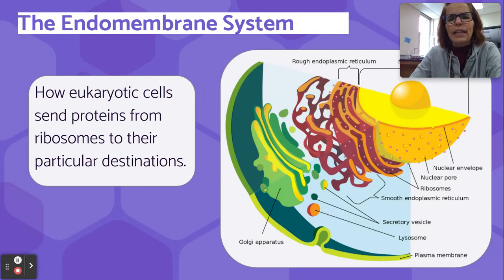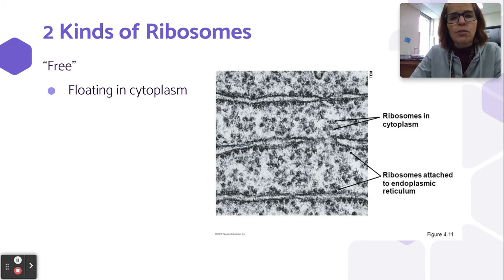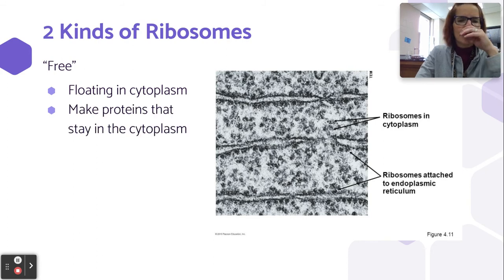Okay, so now we're going to talk about the endomembrane system. That'll get us through a whole bunch of the organelles. It starts in the nucleus and it heads all the way out to the plasma membrane, and we're going to talk about that. All right, so there's two kinds of ribosomes. The first kind of ribosome is called a free ribosome. This photo, again, is a TEM, so transmission electron microscope, which allows us to see much, much smaller things than a light microscope does. So the polka dots that are floating not attached to the lines, those are called free ribosomes, and they tend to make the proteins that stay in the cytoplasm.